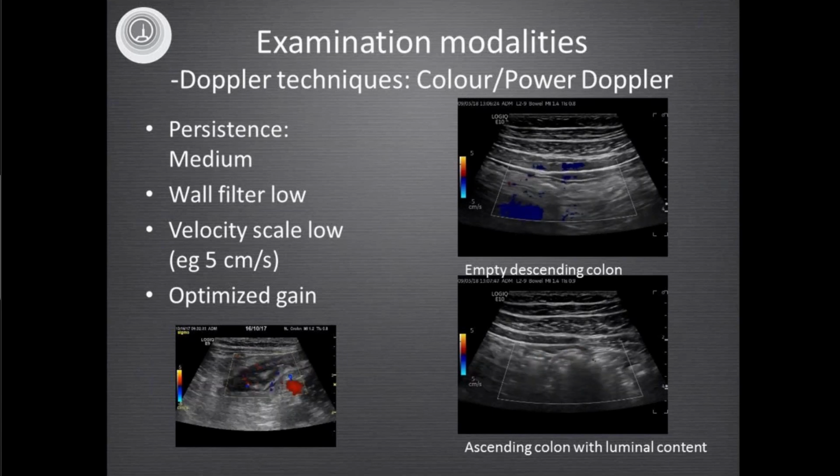And here you see just two normal recordings. You see a little bit of flash in both of them, while here in the Crohn's recording, you see clearly the vessels inside the bowel wall.